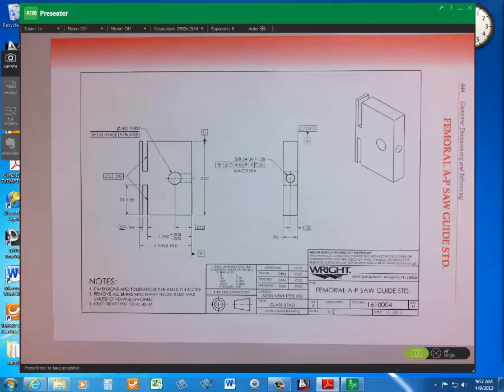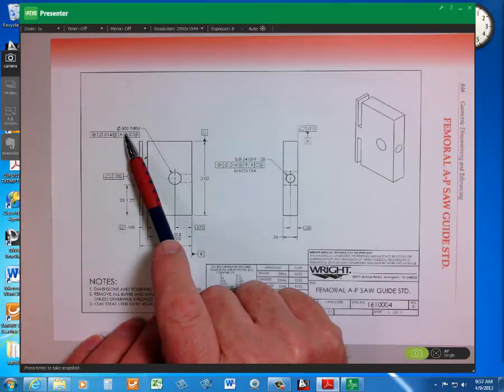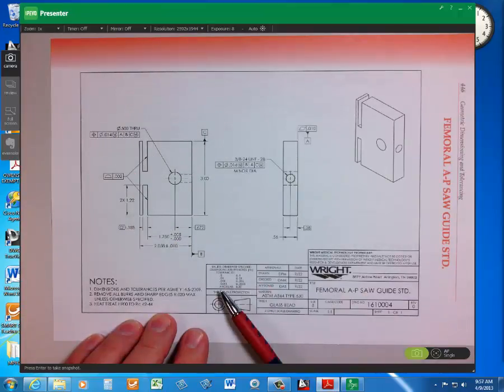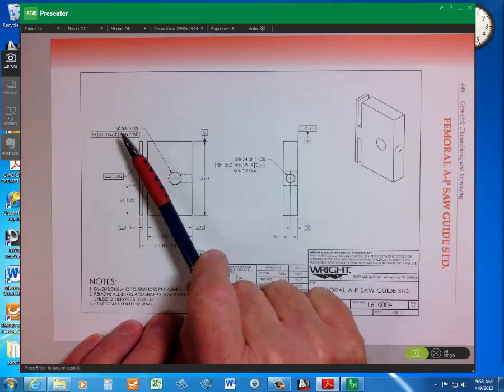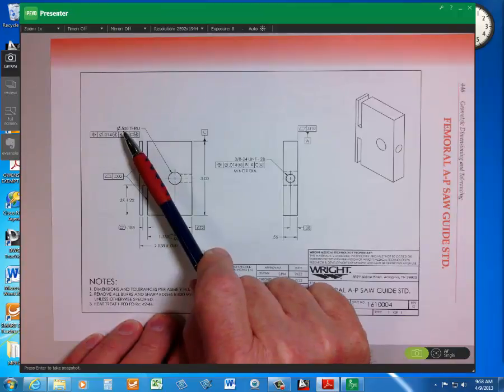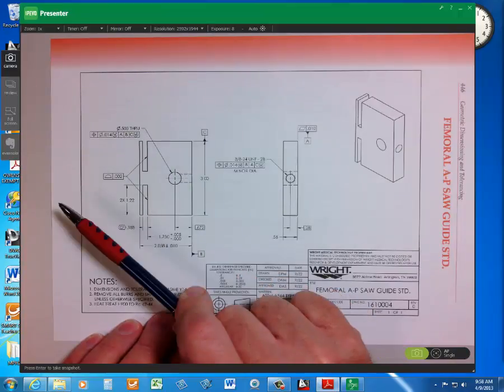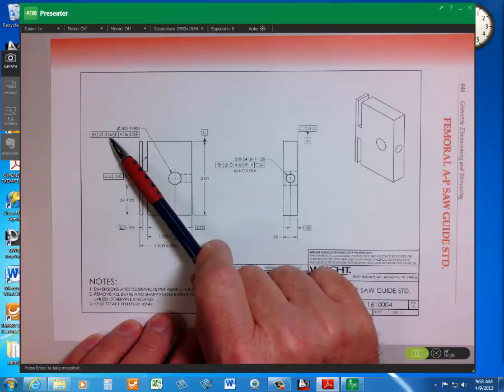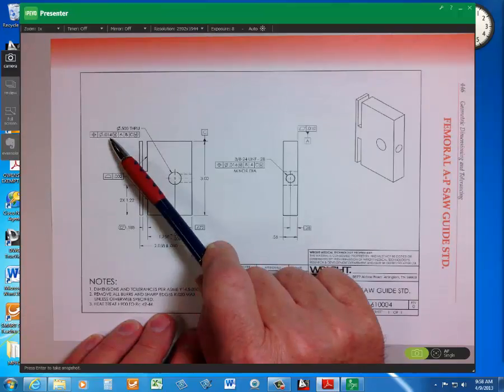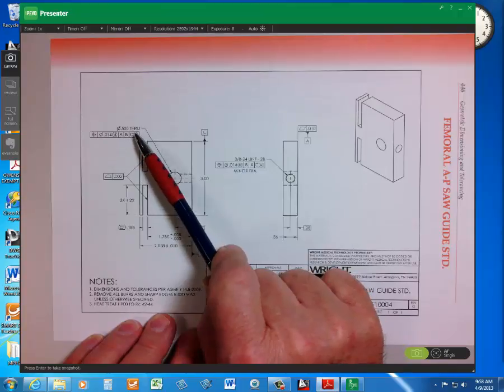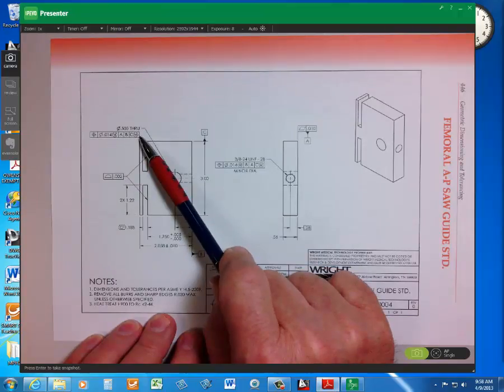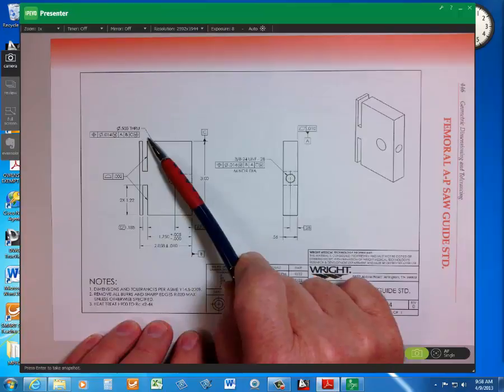So, 0.505. We look down here, it's a 3-place decimal, plus or minus 5 thousandths. So, at 505, the position tolerance would be 24 thousandths, 0.024. Okay. And the virtual condition would be 0.481.